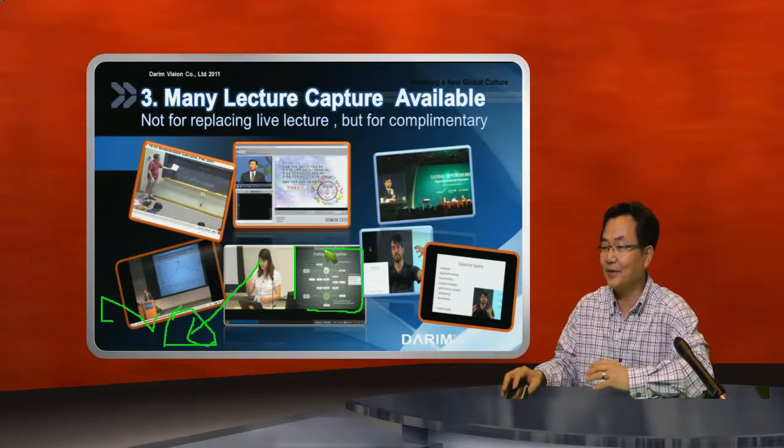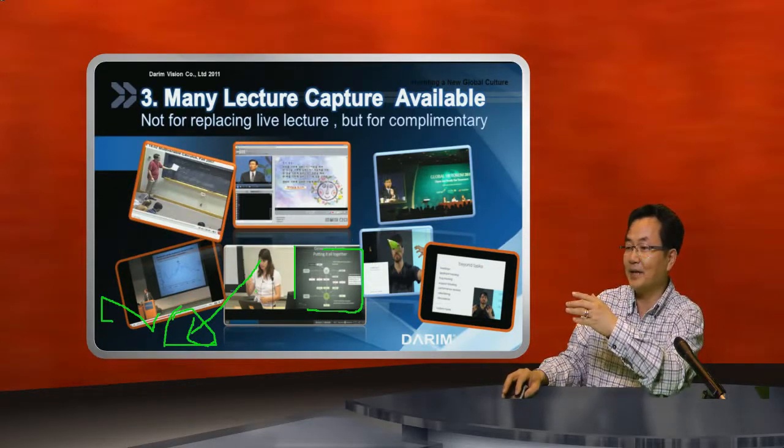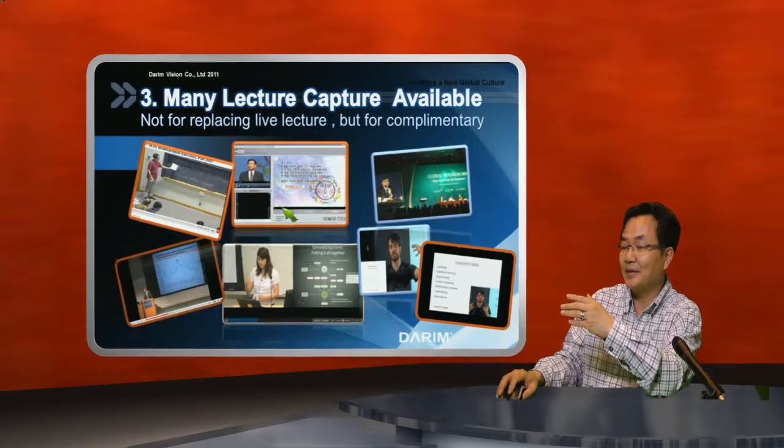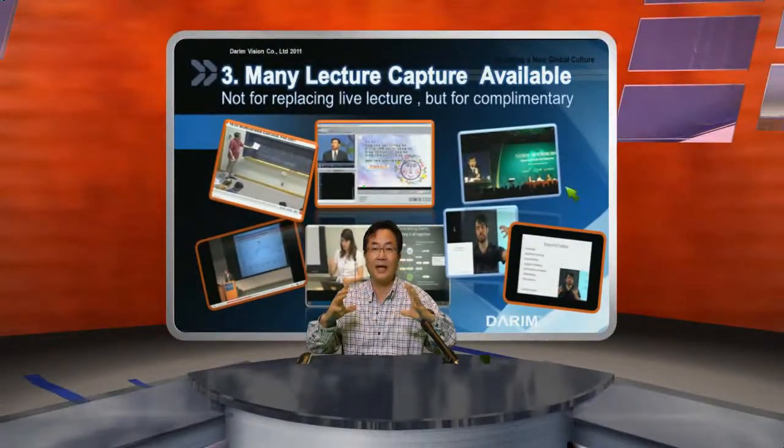So for eye contact, when I do it this way, my eyes go here. But when I make this one a bigger screen, I go here, so everybody can watch me. And sometimes I can hide everything so people can see only myself. So that's a typical way I am trying to use for this lecture capture.